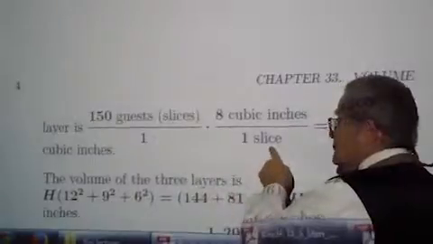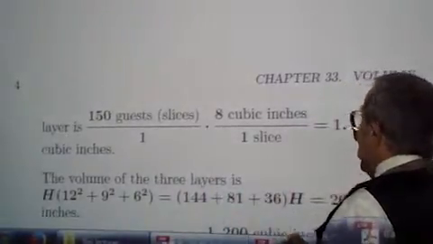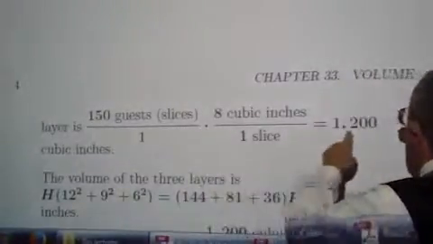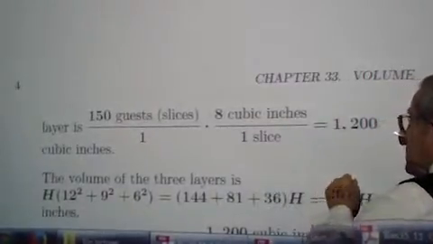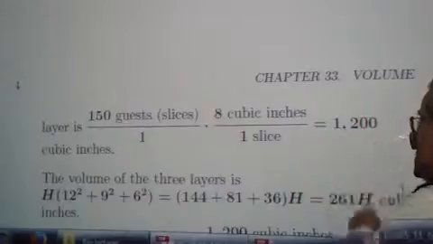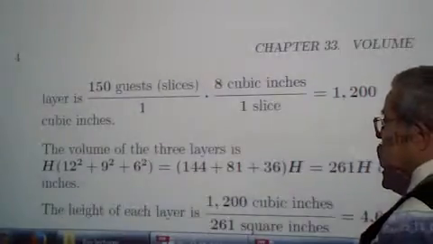Note the slices drop out, the units are held for. That gives us 150 times 8, or 1,200 cubic inches. Okay? We need to come up with a volume of 1,200 cubic inches.